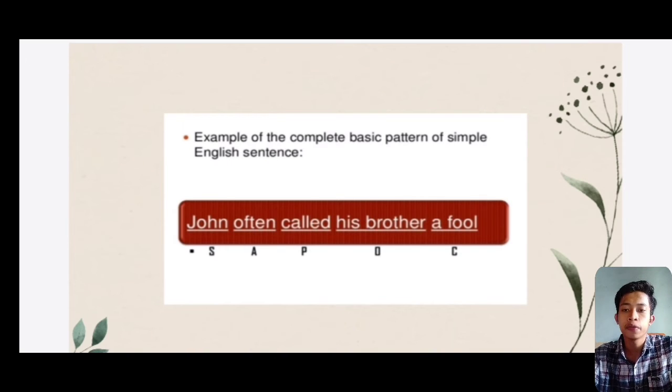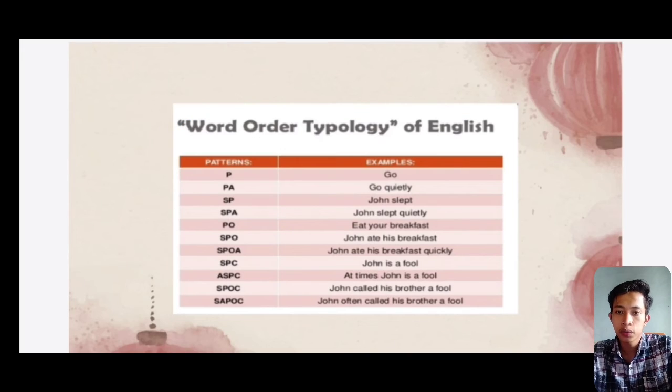Also, we have an example of the complete basic pattern of a simple English sentence, like John often called his brother a fool. There we have subject, adjunct, predicate, object, and complement. That was a complex sentence. Here you can see the word order typology of English. We can see patterns like the predicate, for example, go; a predicate and adjunct like go quietly; subject and predicate like John sleeps. And there was another example of this typology of English.